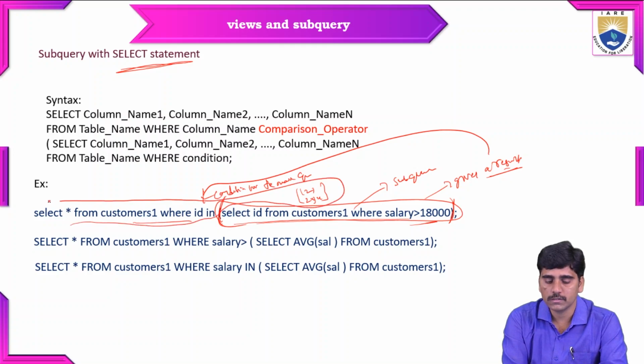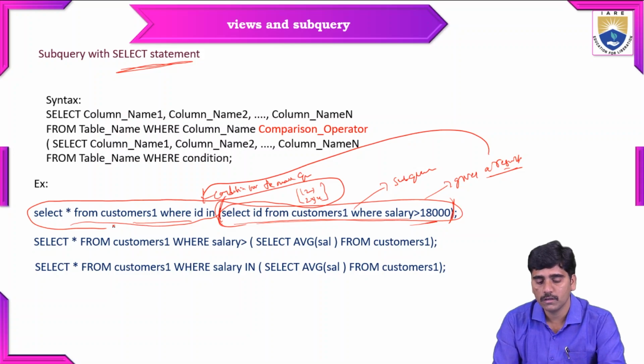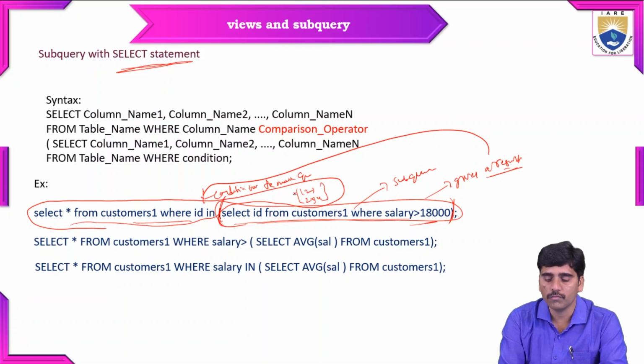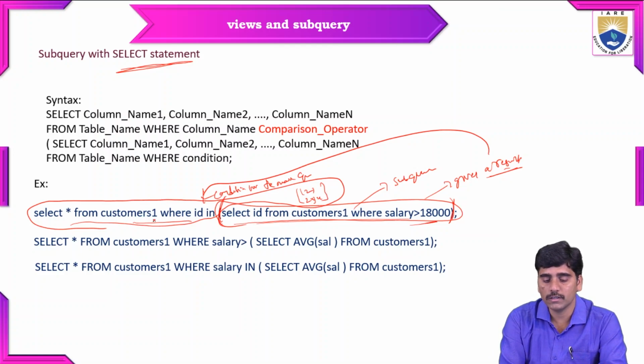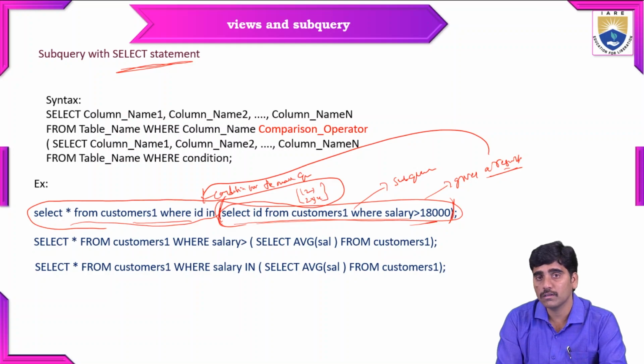What is this? Select star from customers1 where ID in (1, 2, 3), (2, 3, 4). So if 1, 2, 3 exist, then it displays all the details of that customer. Or else if 2, 3, 4 exist, then it displays all the details of those customers.